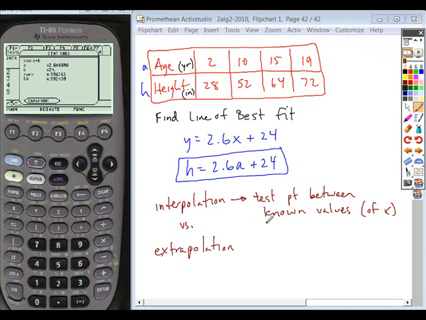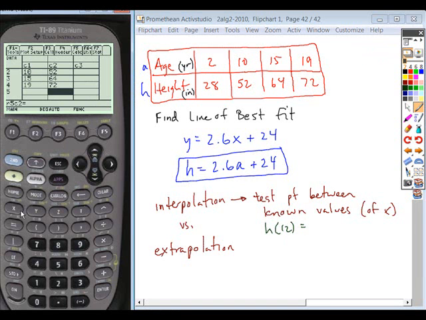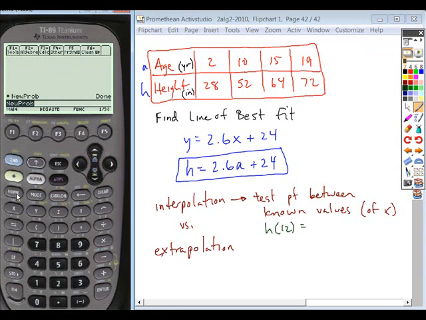So if I did, let's say, h of 12, the height of a 12-year-old, in your calculators, you can go to the home screen. How would you find the height of a 12-year-old based on this equation? You guys remember how to evaluate? Since you've stored it as your function, Henry. I was going to say, could you just plug in, like h equals 2.6 times 12 plus 24?